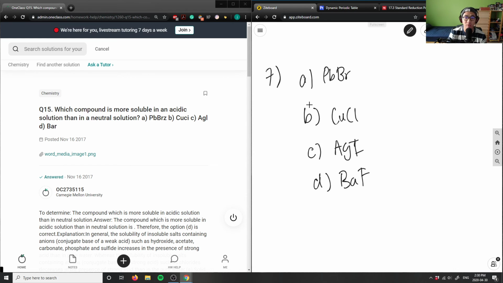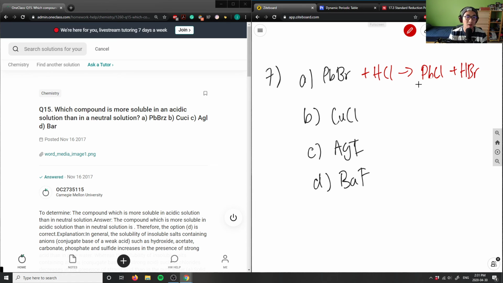So we basically have to look at these ions here, and we have to look at the activity series. If I were to add acid into all of these, will it actually dissociate here? So I have HCl. If I were to add HCl here, would it actually react? Would I get lead chloride and hydrobromic acid? So in this case, would I get PbCl plus HBr?